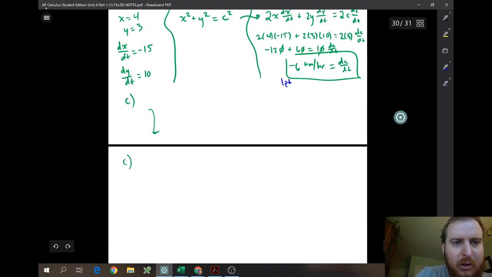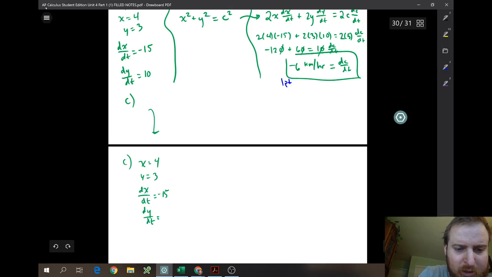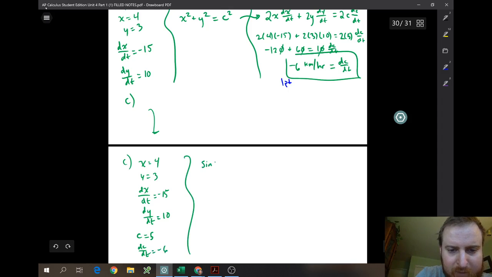So my givens are that x equals 4, y equals 3, dx/dt equals negative 15, and dy/dt equals 10. So that's why I said you would pick tangent, because those are opposite and adjacent. But we solved for c, and we solved for dc/dt. So I can pick any one that I want. So I'm going to pick sine. So sine of theta equals opposite over hypotenuse. So in this case, sine of theta equals y over c.